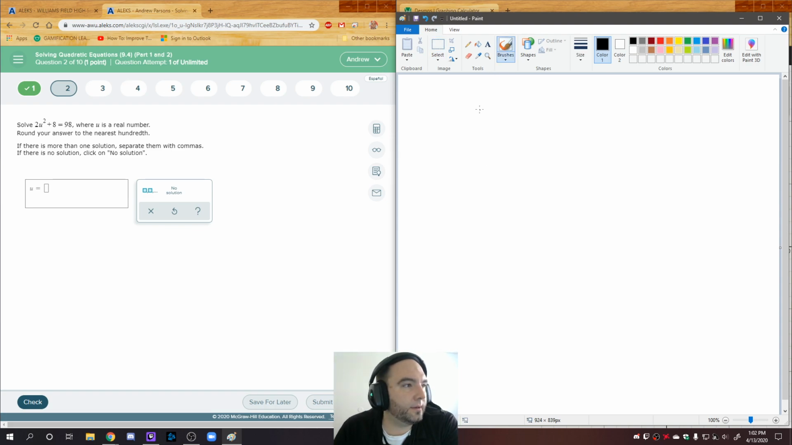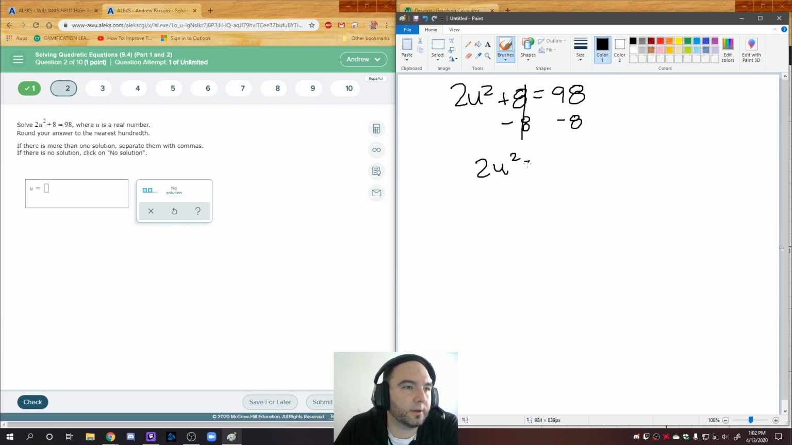Here we go. 2u squared plus 8 equals 98. Hey, look, a number on the other side that wasn't 0. Okay, so now we go through our steps. Anything to add or subtract? Yes, I subtract 8. I get 2u squared equals 90. I divide by 2 to get rid of that 2. Now I get u squared equals 45.